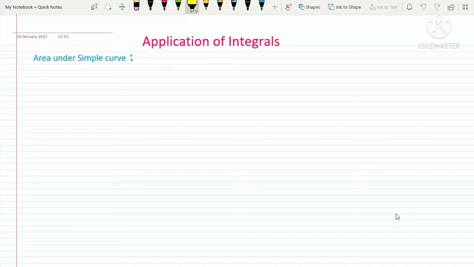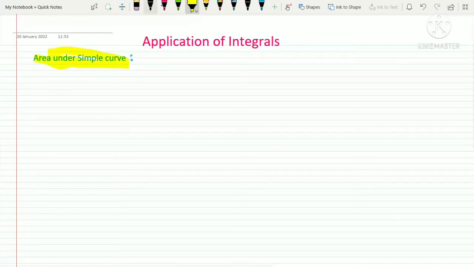Good morning, friends. Today I am going to discuss applications of integrals. In that, I am going to discuss area under simple curves. That is, area under the simple curves.